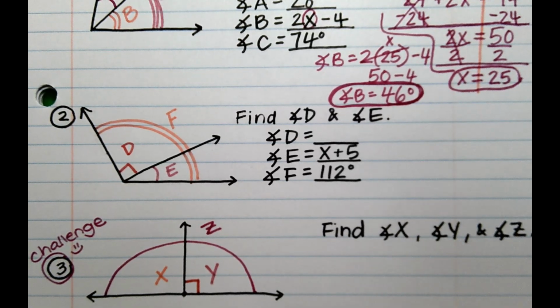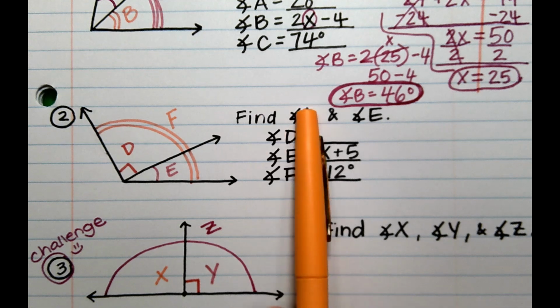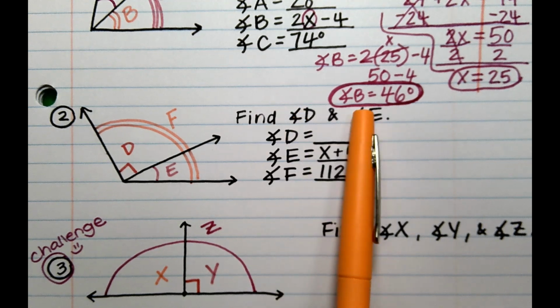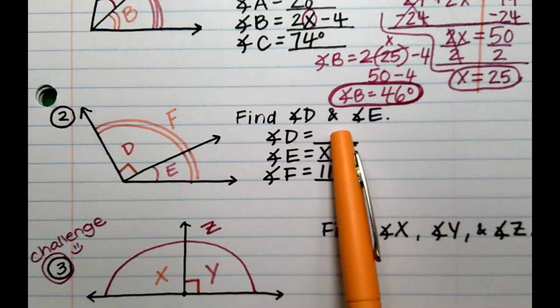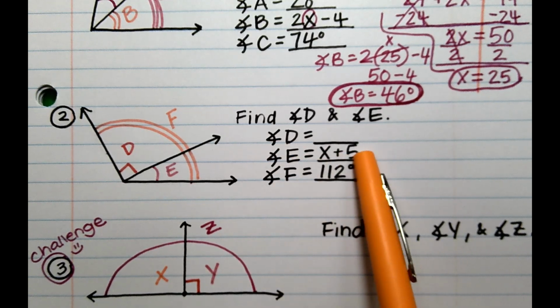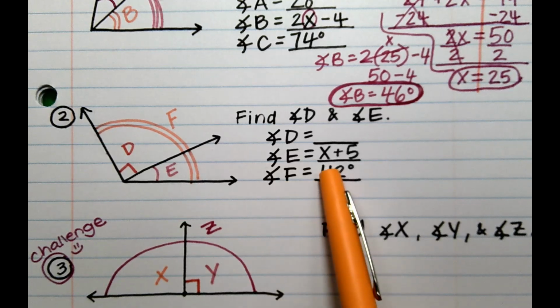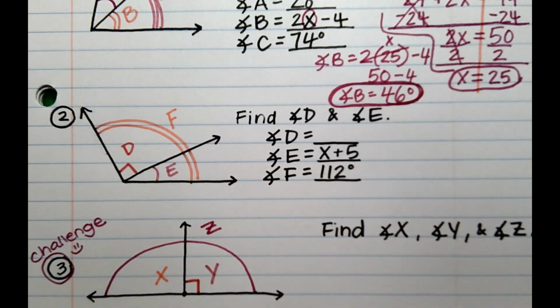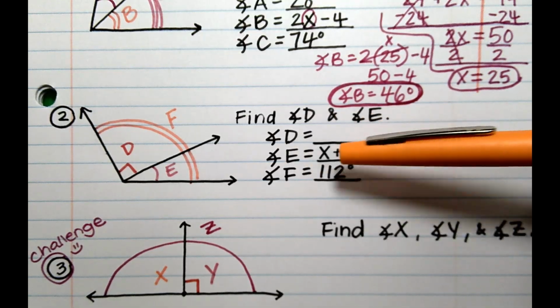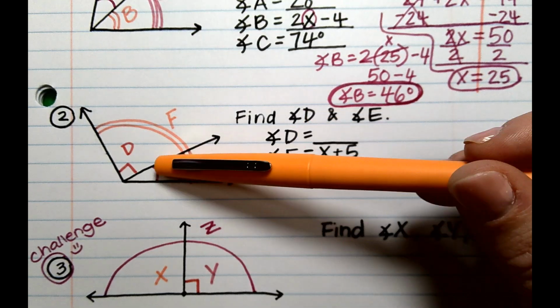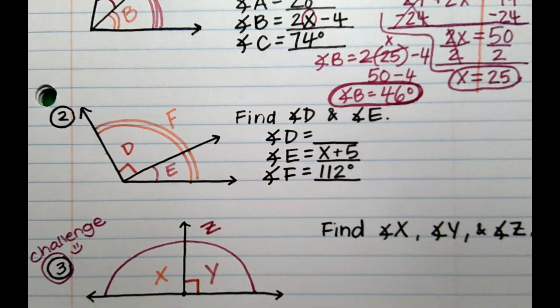Okay, so for number 2, it says find angle D and angle E. Ooh. Okay, so angle D, I don't give you a measure. Angle E is x plus 5. Angle F, 112 degrees, meaning that whole thing. Now, it's not ABC like the last one, but the relationship is still the same. The two smaller angles, add them together, equal the bigger angle. Who has an idea of how we can start this?